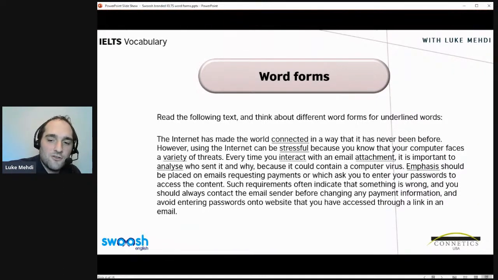Stay on the task. Stressful. What type of word here is an adjective? A variety. What kind of word there? A variety of threats. That word a gives us a big clue. A variety of threats. What kind of word is that? Noun, verb, adjective, adverb. Any ideas?